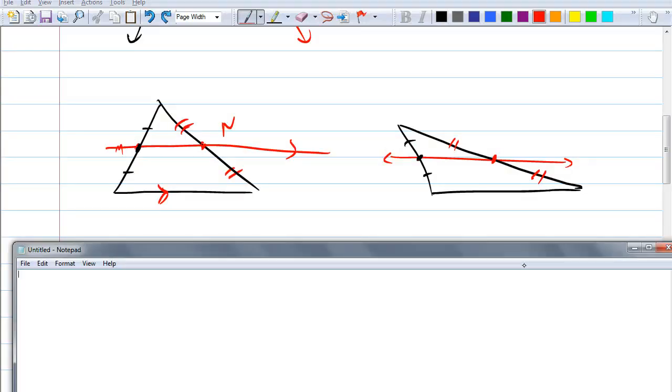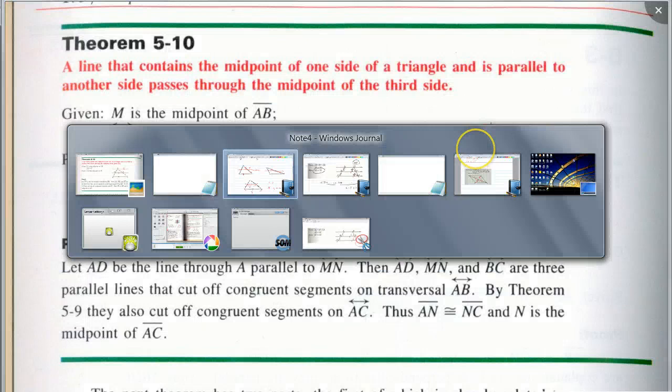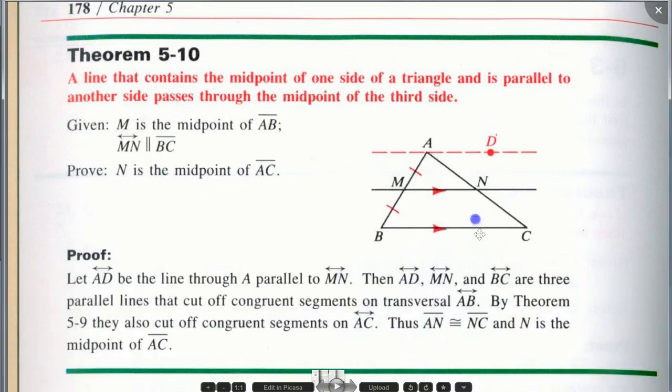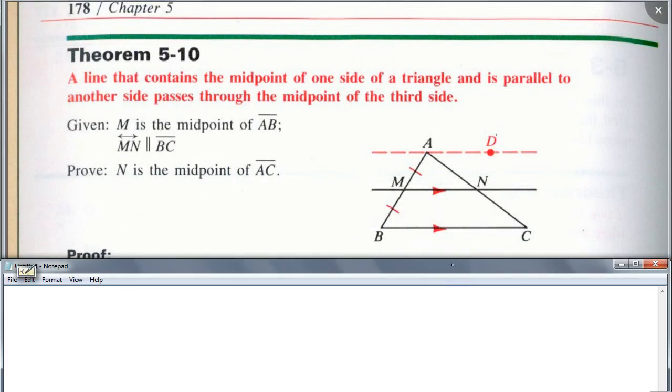Do you remember this picture? If I had a triangle, and M happens to be the midpoint of one of the sides, and you draw a line that is parallel to the base, what did it do? It goes to the midpoint of the other side. Guess what? Our next theorem is exactly that, okay? Here we go. It says, a line that contains the midpoint of one side of a triangle and is parallel to another side, passes through where? Midpoint of the third side. Okay.